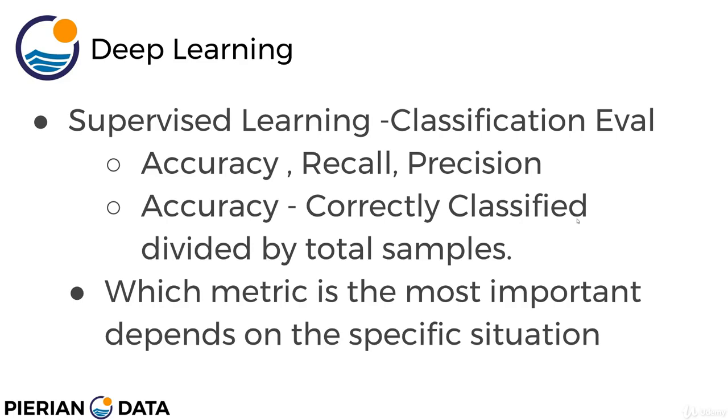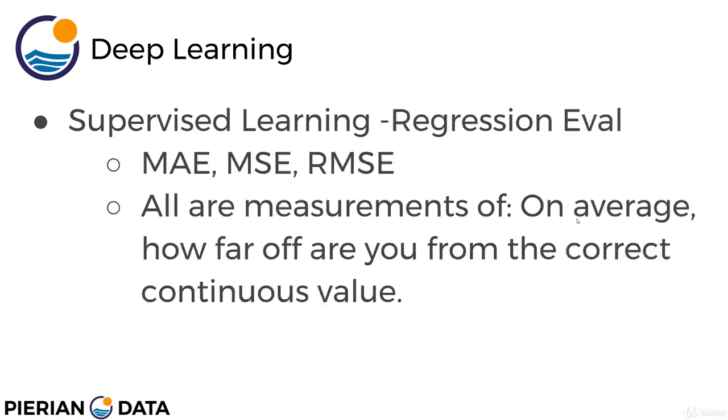So for supervised learning classification, evaluation metrics include things such as accuracy, recall, and precision. Which metric is the most important really depends on the specific situation. But a lot of times in this course, we're just going to be using accuracy because it's the easiest to understand. Basically, accuracy is the number of correctly classified samples divided by the total number of samples given to the actual model. So again, pretty straightforward.